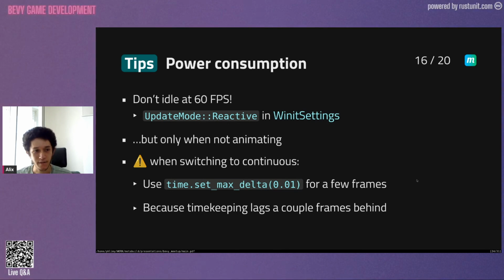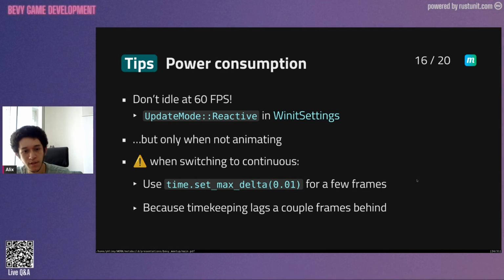One constraint that we have is we want to be able to run our app on a laptop that is on battery. So there is a setting resource in Bevy that lets you change the update mode to reactive. Reactive mode basically just avoids updating the app if there are no input events. So that's something that we want.